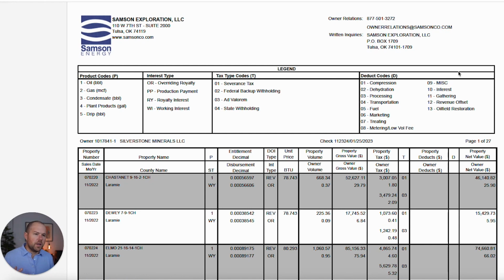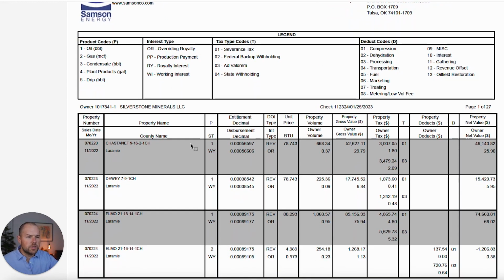The first thing that I'll point out is that every operator's check stubs could look a little bit different, but they all have the same basic information, right? We're gonna review that information together and I'm gonna show you how these check stubs are organized. There's gonna be a line in here for every single oil and gas well that you own an interest in.